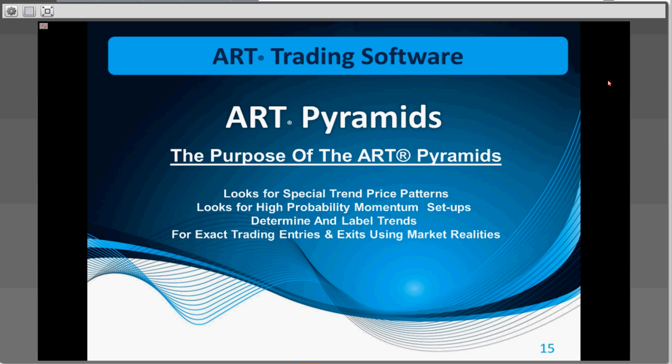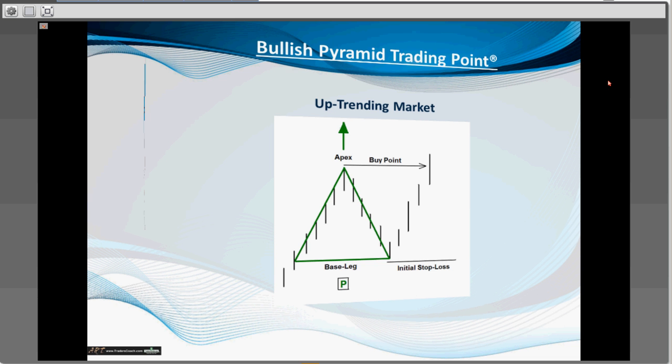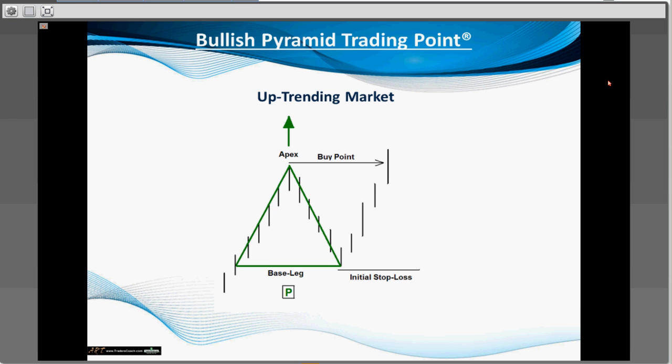The pyramids also look at momentum as well. We're going to take a look to see exactly what they look like when they're drawn on the chart. When I show you charts, you're going to see these triangular pyramids drawn. Basically what they're doing is capturing the first leg up of a 1, 2, 3 pattern called the apex, and then capturing the support area, a base leg. And then when prices breach the apex, that's when the trade is entered.